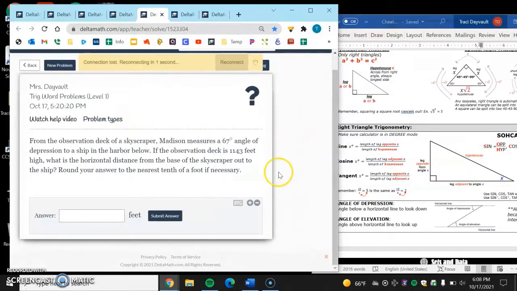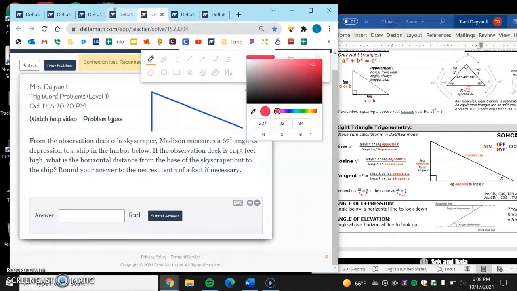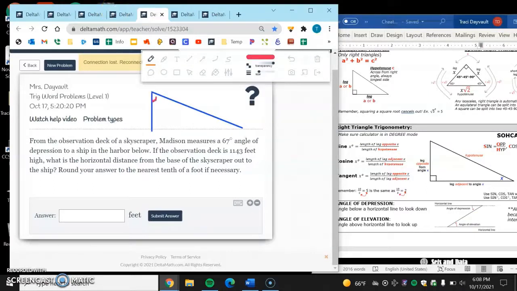All right, let's look at one that has an angle of depression. Madison is on the observation deck of a skyscraper. So this is going to be my skyscraper. And from the observation deck, Madison measures a 76-degree angle of depression. So the angle of depression is going to be the angle from a horizontal line going down. The angle of depression is a little bit trickier. That's not going to be this angle here.